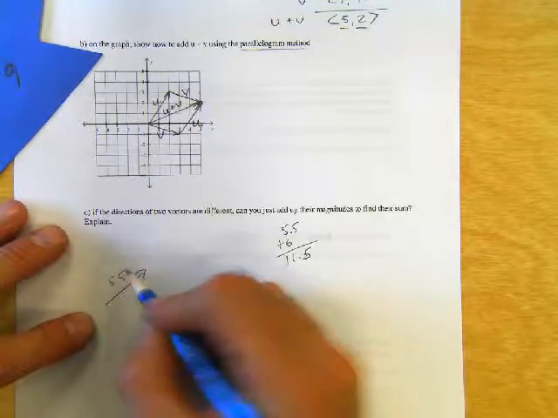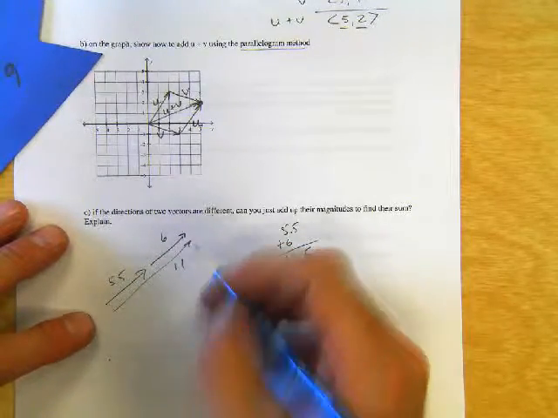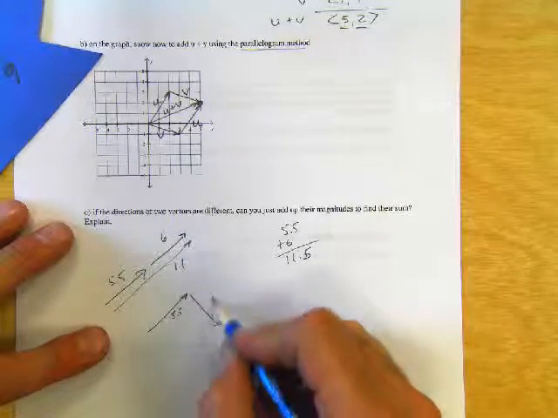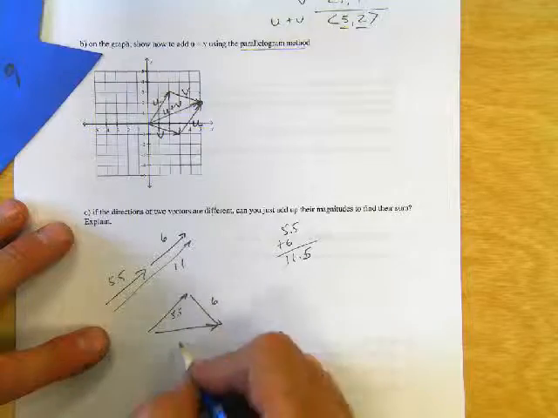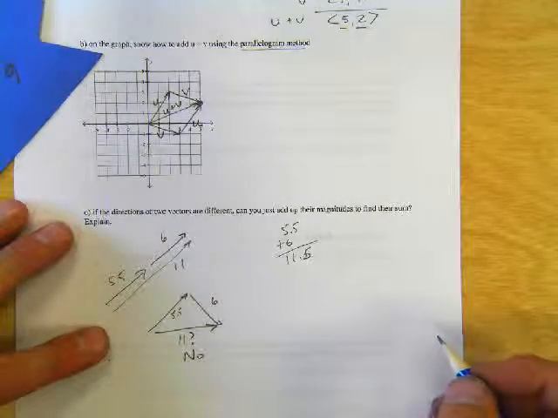Magnitude 5.5 plus 6, this one is 11. Magnitude 5.5, magnitude 6, the resultant is here. Is that 11? No. Alright, that's how it works.